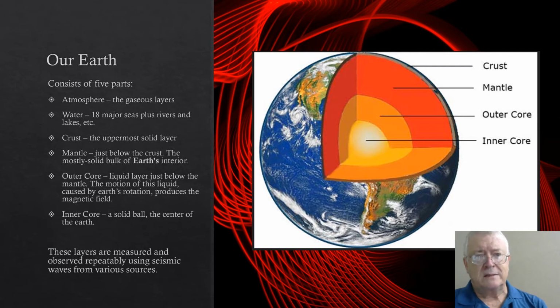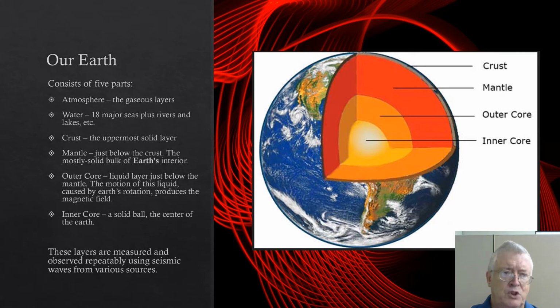The crust is the uppermost solid layer of the earth. The mantle, just below the crust, is the mostly solid bulk of the earth's interior. When I was taking geology, they called it a plasticky material, whichever way you can think of it. It's not really solid, not really liquid.